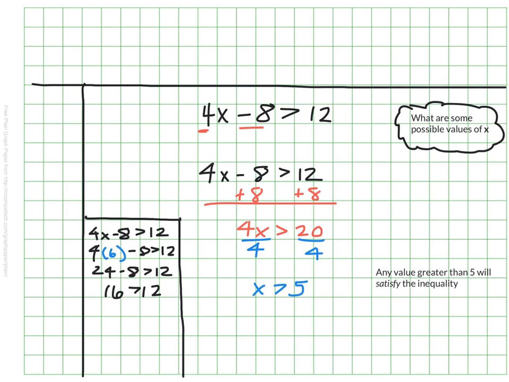When I substituted in 6, which is bigger than 5, my final line said that 16 is greater than 12. Well, that's true. So I know that the number I chose that was greater than 5 made the inequality true. In fact, I could have chosen x to be 100, or 55, or even 5.1, 5 and 1/10. All of those would have resulted in an inequality that was greater than 12. And that's why, when we are solving, I can also show this number line to show that any value that is larger than 5 would be a possible answer for x.